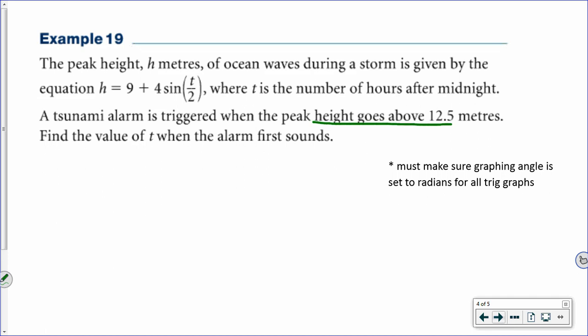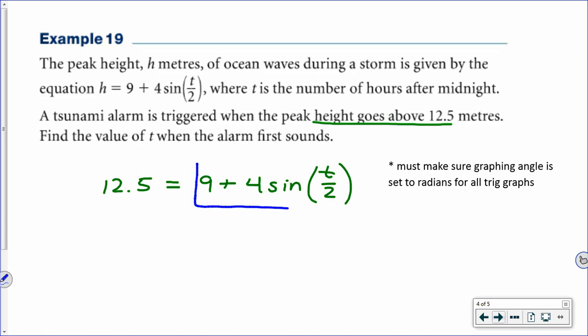If we can see this thing graphically, we're looking for height equals 12.5. This is the function, and we're looking for time. This is sort of just like solving for x in the previous question. If we can graph this thing and just see when it hits 12.5, then we'll be able to answer this question without knowing much about trigonometry at all. So we're going to use the graphing approach.